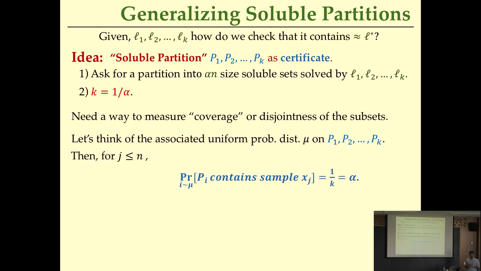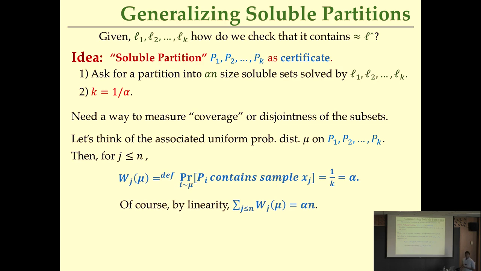Good. Now here is a trivial observation. If I have a partition P1 through PK, where each piece is exactly alpha in size, then the probability that a randomly drawn piece from the distribution mu contains some fixed sample x sub j is exactly 1 over k, or alpha. That's because exactly one piece in the partition contains it, and the probability of drawing that piece is 1 over k. Good? Let's define this quantity as w_j of mu. It's a frequency statistic of how many times x_j is being used in the pieces of my partition.